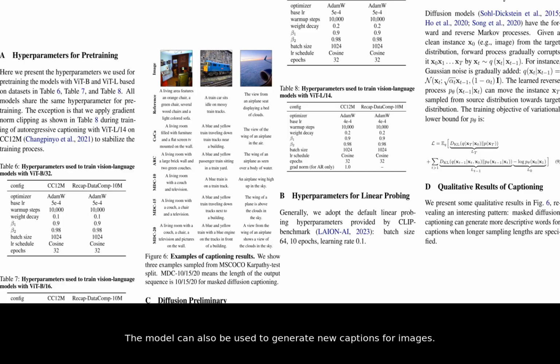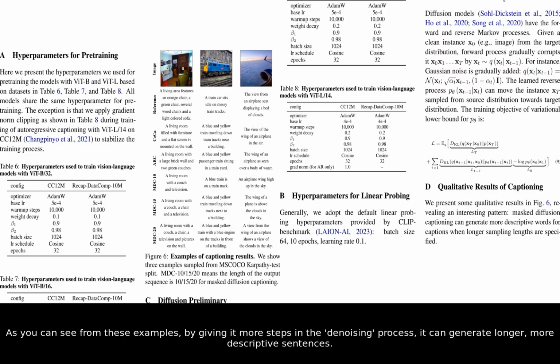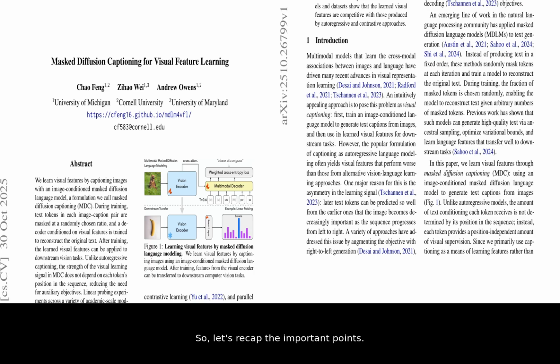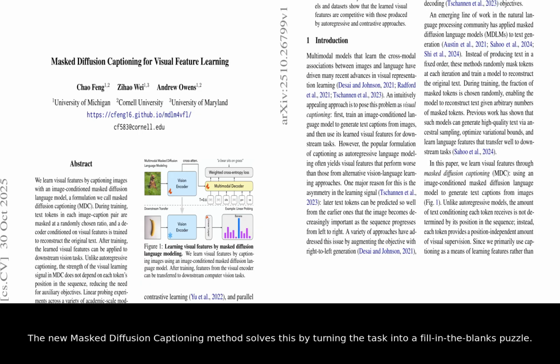The model can also be used to generate new captions for images. As you can see from these examples, by giving it more steps in the denoising process, it can generate longer, more descriptive sentences. So, let's recap the important points. Standard AI captioning methods can lose focus on the image as they generate a sentence. The new Masked Diffusion Captioning method solves this by turning the task into a fill-in-the-blanks puzzle. This forces the AI to constantly use the image as a reference, resulting in a deeper, more robust visual understanding.